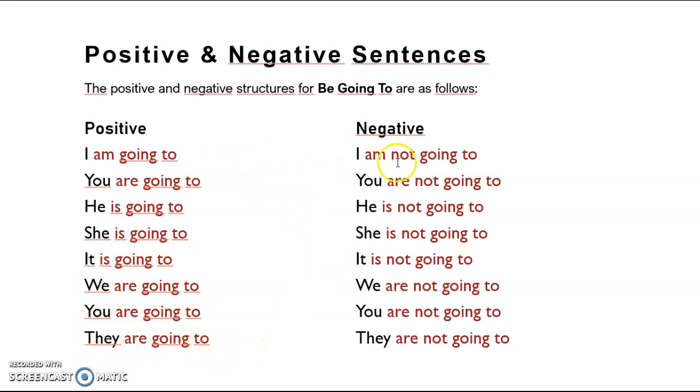And the corresponding in negative would be the verb to be in negative form. That is, I am going to, the negative, I am not going to. And you are going to, you are not going to. The structure in negative will be followed for the rest of the pronouns.